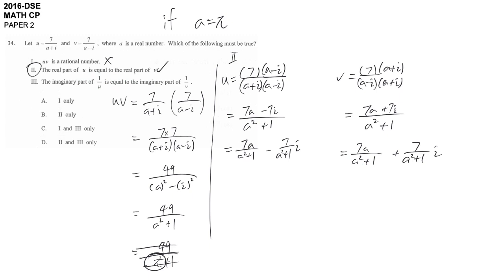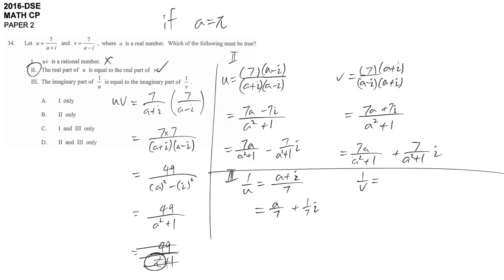Finally, the imaginary part of 1 over U. So start again. About statement 3, 1 over U means the reciprocal, A plus I over 7. This is much more convenient because there is only one term in the denominator and it's also a real number. So A over 7 plus 1 over 7 of I. Another part, 1 over V is equal to A minus I over 7. So it's A over 7 and then minus 1 over 7 I.